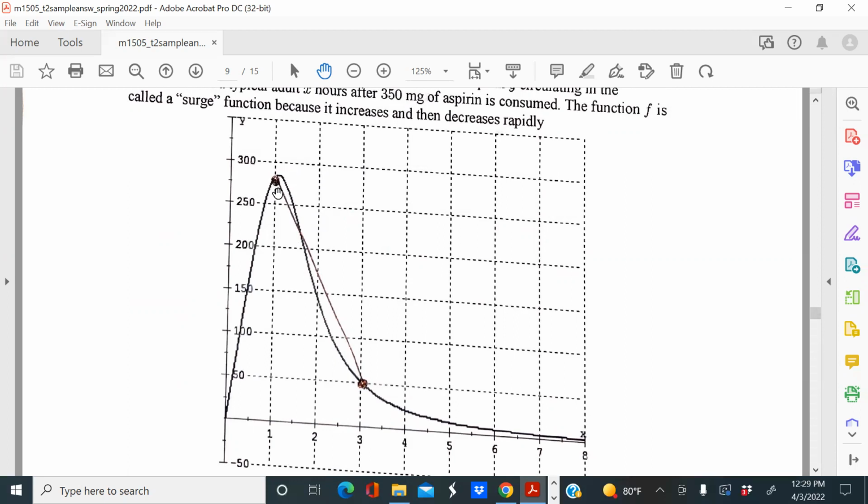So we're trying to draw the secant line connecting the point on the curve that corresponds to x equals 1. So that's this point on the curve, and to the point x equals 3 on the curve, which is this point. So we just plot those 2 points on the curve where x is 1 and where x is 3, and then we just connect them with the straight line. That's called the secant line.